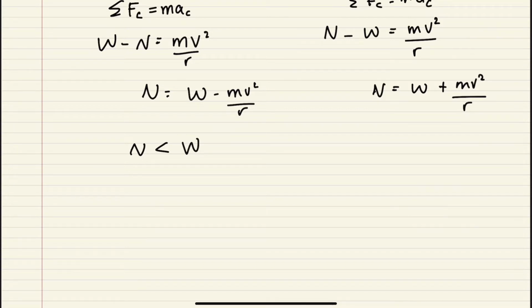So if you want to answer, you can write down that N is your apparent weight, and apparent weight is less than actual weight. On the right hand side here, N equals weight plus mv squared over r. So obviously the value for m is bigger, N is bigger than weight. At the bottom, you can prove it by numbers.